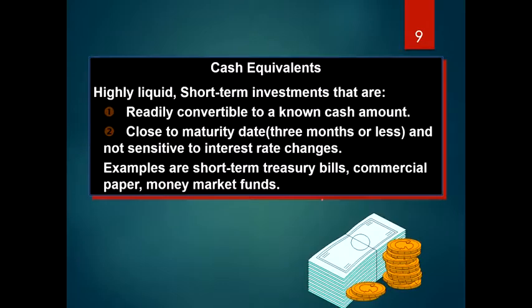So now let's go to the cash equivalents. Cash equivalent is highly liquid. It's a short-term investment that is readily convertible to a known cash amount and close to maturity dates. Usually cash equivalent ni less than 3 months lah dia punya maturity dates. And it's not sensitive to interest rate changes. So these are dia punya characteristic lah of cash equivalent. Okay. So examples of cash equivalents are short-term treasury bills, commercial paper, and money market funds.